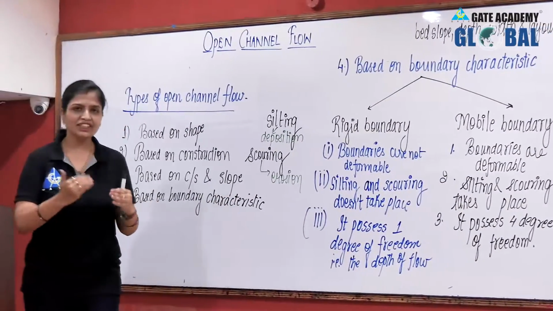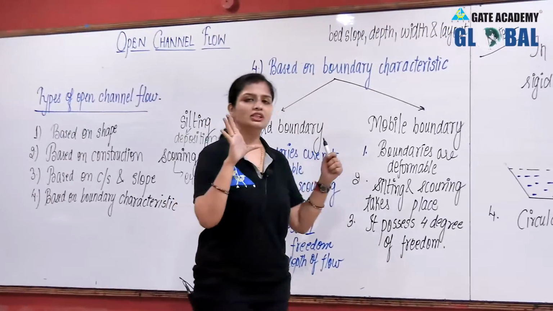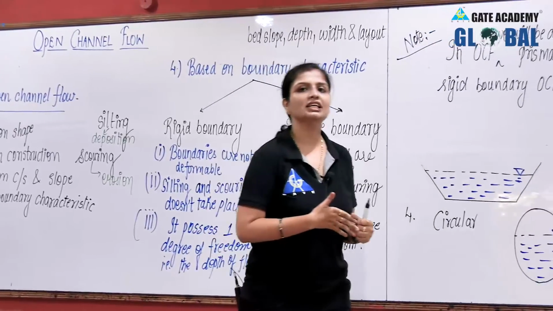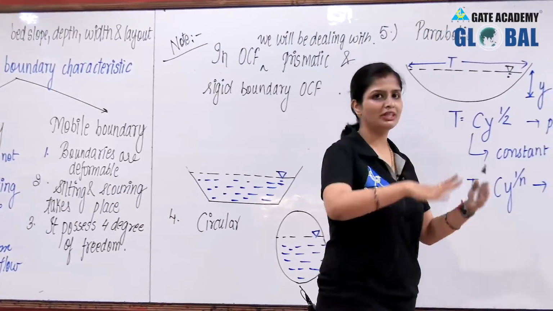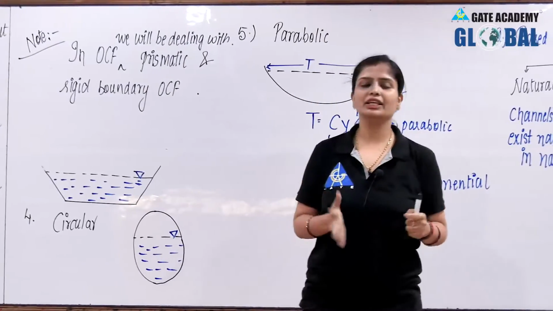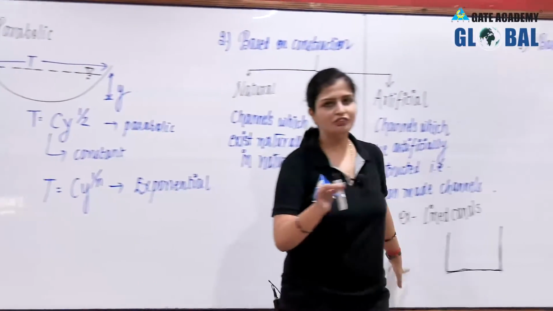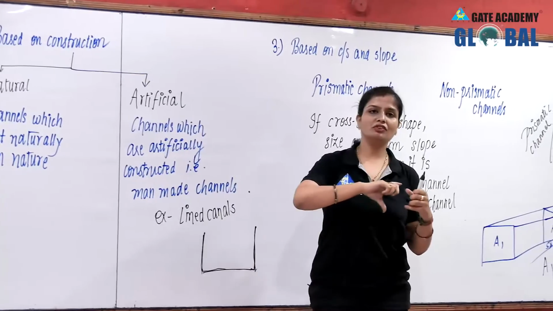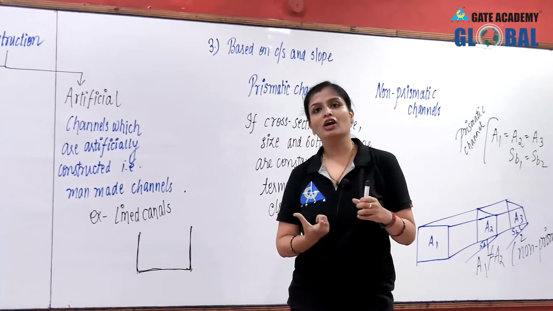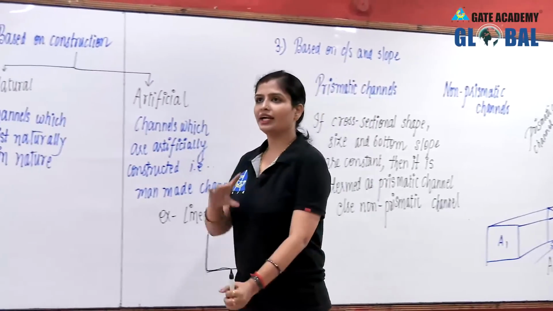In the next lecture, we'll be dealing with the geometric parameters. What are the geometric parameters of open channel flow? We'll be dealing with some notations, and throughout open channel flow we'll be using those notations only. Fine. So just write all these down, or if you have understood, that is well and good. This was just an introduction, because whenever you encounter the word prismatic or rigid boundary, you should be able to identify what it signifies.